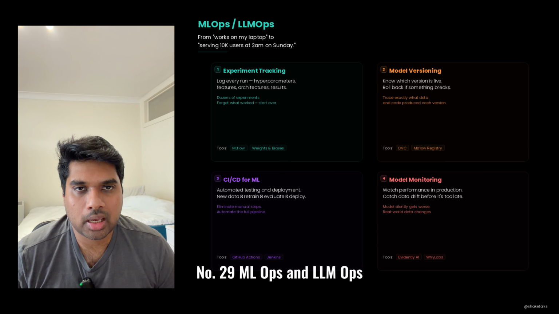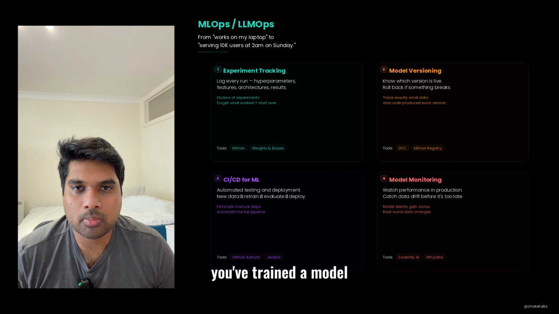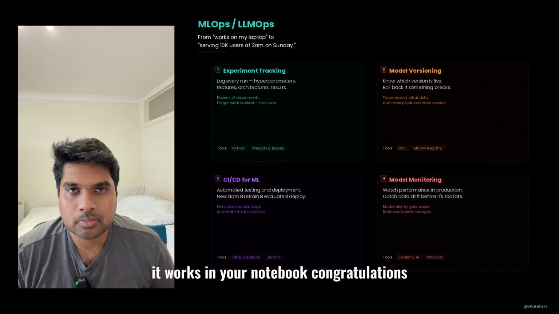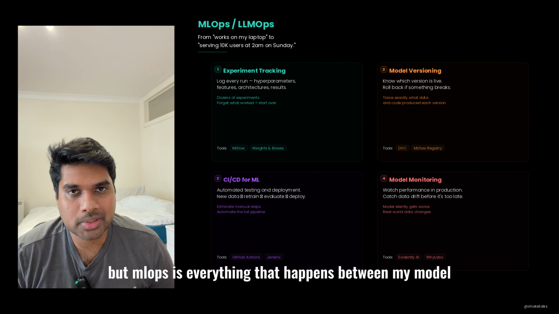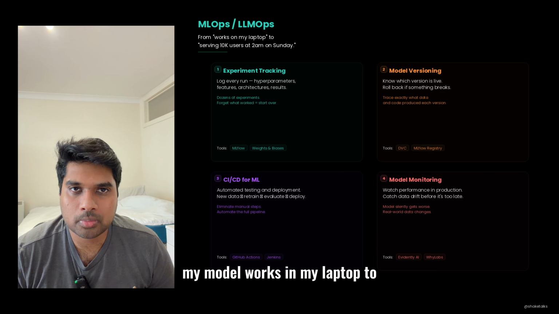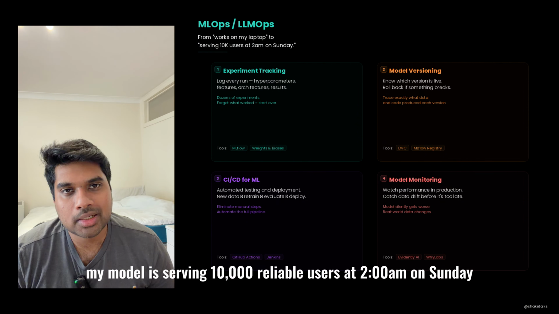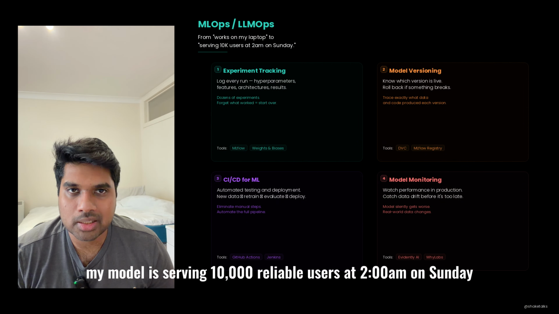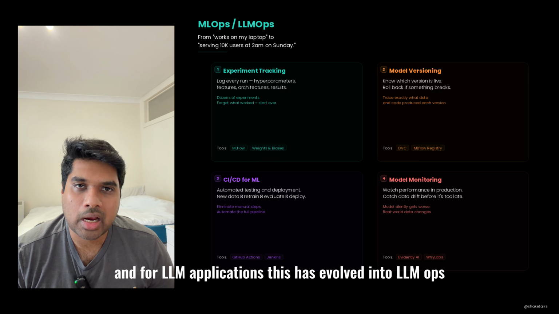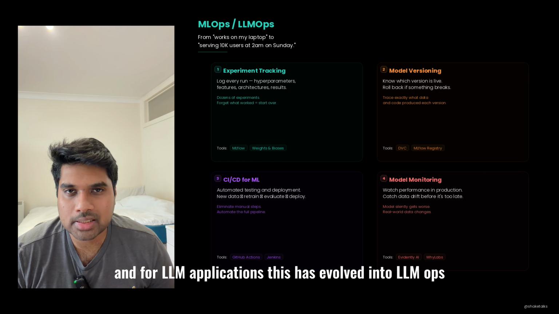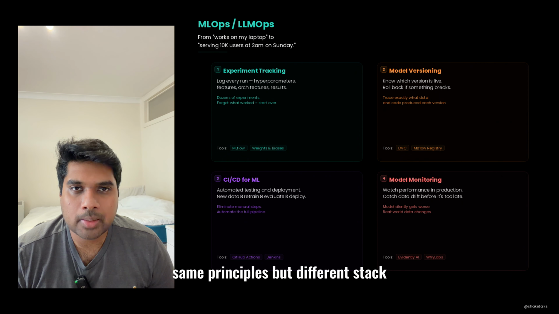Number 29. MLOps and LLMOps. You have trained a model, it works in your notebook. Congratulations, but MLOps is everything that happens between "my model works on my laptop" and "my model is serving 10,000 reliable users at 2 a.m. on Sunday." And for LLM applications, this has evolved into LLMOps. Same principles, but a different stack.